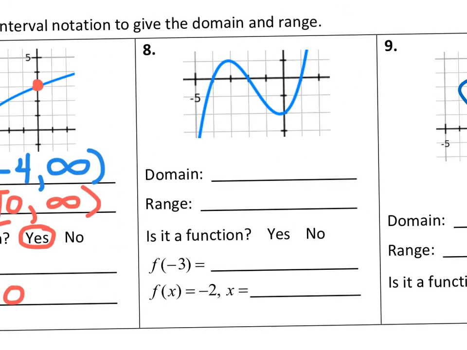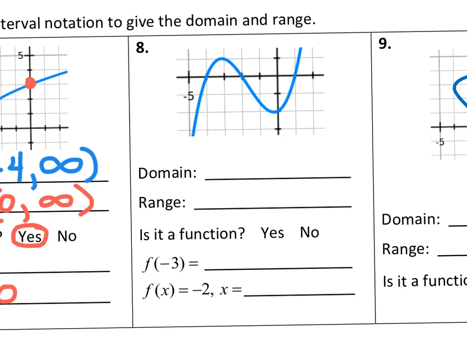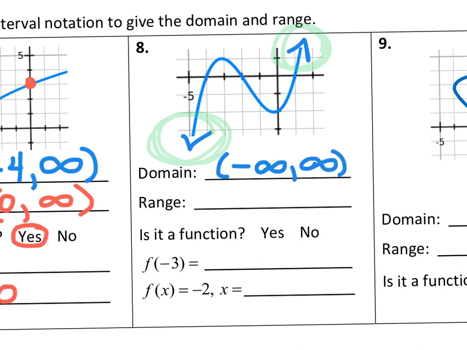In number 8, remember that if it goes to the edge of the graph, you can assume it goes forever. And so this graph is going forever left and forever down. That's this end. And forever up and forever to the right. That's this end. And so both the domain and the range are negative infinity to positive infinity. And it is a function because it passes the vertical line test.